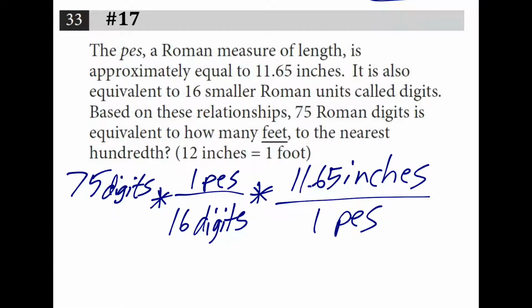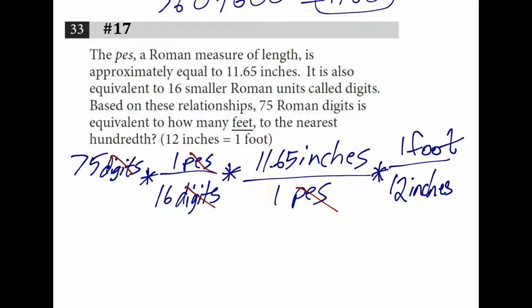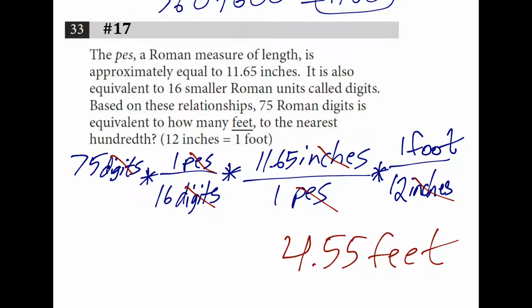To convert these, we're going to start with 75 digits and multiply this by the fraction of 1 pes per 16 digits, and we're going to multiply this by the fraction 11.65 inches per 1 pes. So at the end, digits will cancel out, pes will cancel out, and we'll be left with only inches. So we multiply straight across the top, 75 times 11.65, whatever we get, we divide by 16, and our final answer is almost there, because we also have to add this last conversion to convert to feet, and we get 4.55 feet, because they ask us to round to the nearest hundredth.